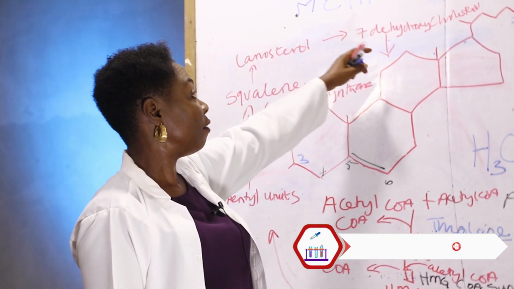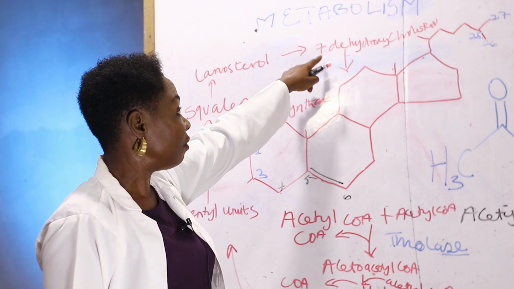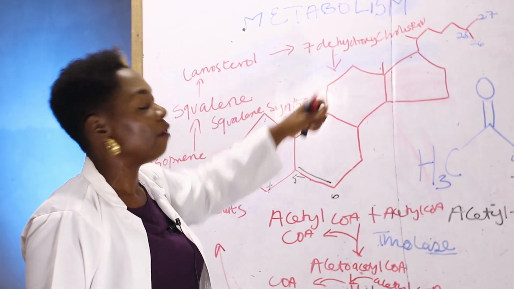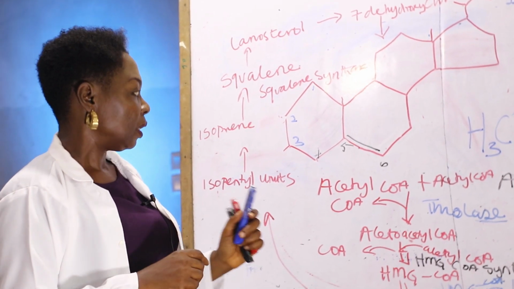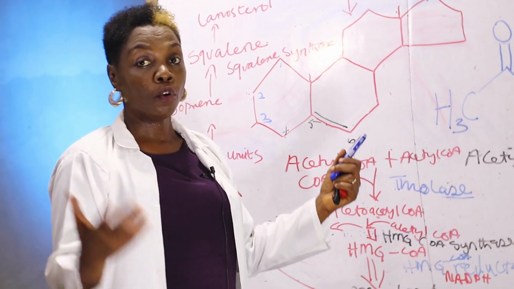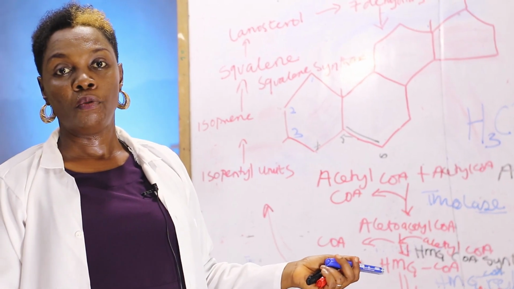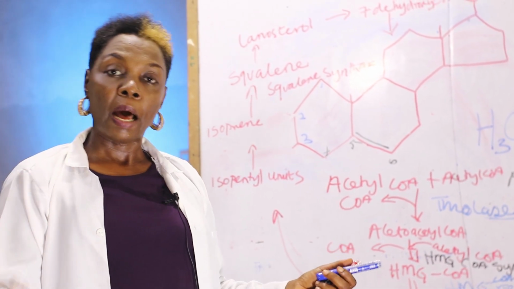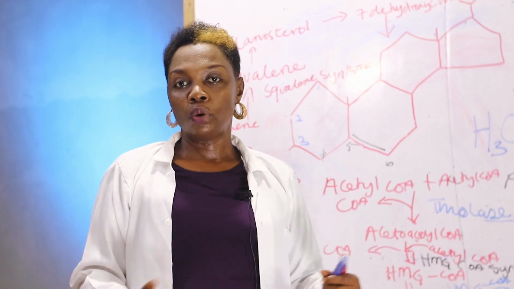From lanosterol, you have the formation of 7-dehydroxycholesterol, and from 7-dehydroxycholesterol, you have the formation of cholesterol. So note the rate-limiting step, the source of acetyl-CoA from beta oxidation of fatty acids, and amino acids, and oxidation of proteins.